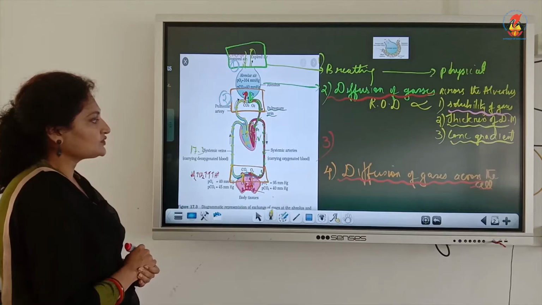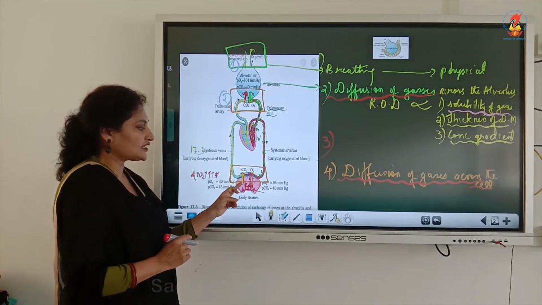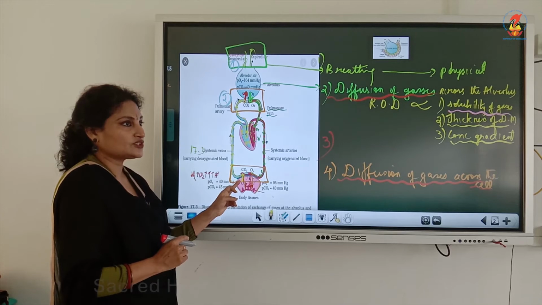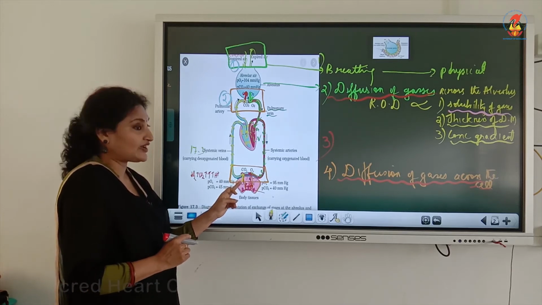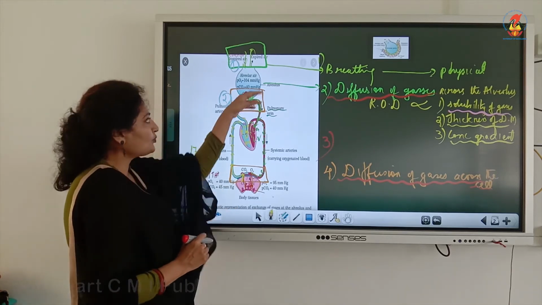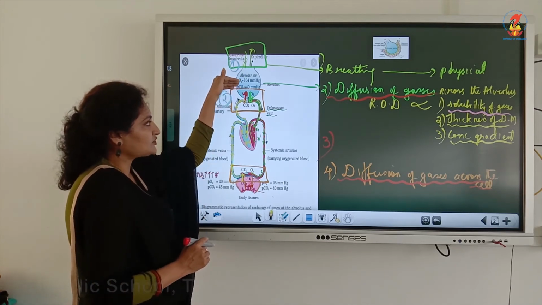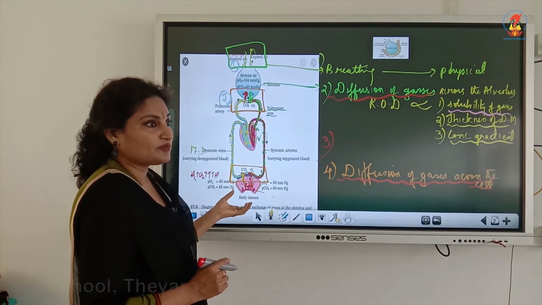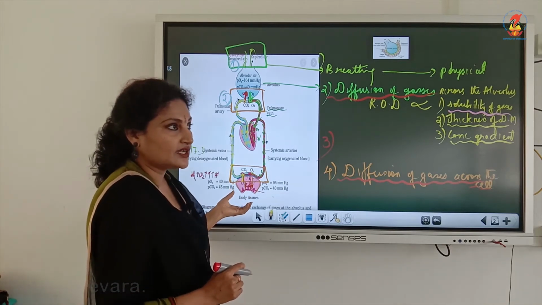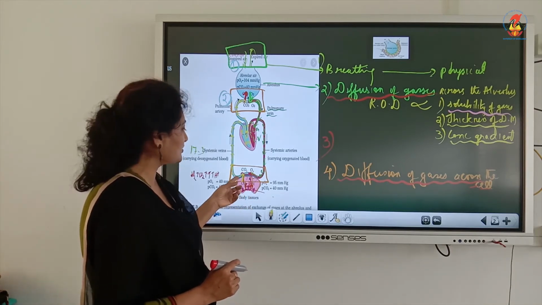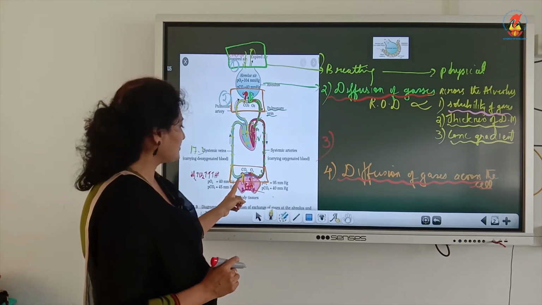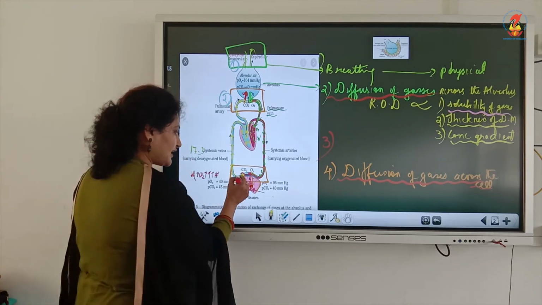Got the yellow arrows? So yellow arrows, from where did we start? On the deoxygenated or carbon dioxide rich blood. Don't search for oxygenated blood to start from, start from deoxygenated blood. Carbon dioxide is evolved by cellular respiration occurring at the cells, so carbon dioxide is emitted. So that carbon dioxide gets into the bloodstream. From there you carry over.